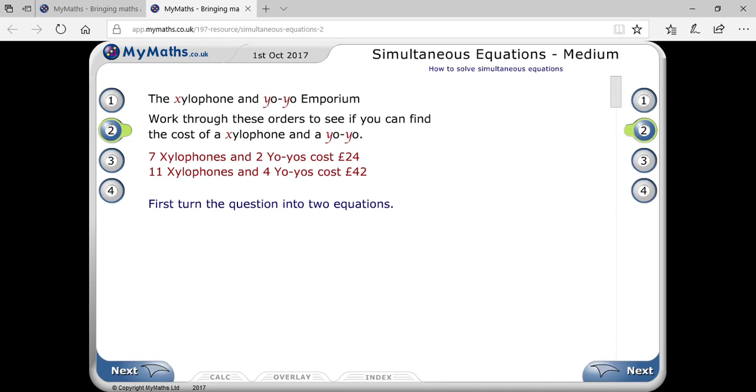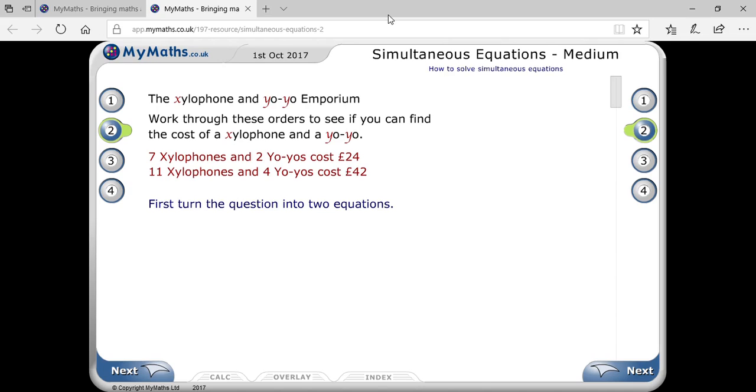Now, beta, just see here, there is another question. Here also they are saying that 7 xylophones and 2 yo-yos cost 24 pounds, 11 xylophones and 4 yo-yos cost 42 pounds. Find the first term. The question is two equations. Why? Because let us consider that one xylophone and one yo-yo cost x and y. So that means your first equation will be 7x plus 2y equals 24. Do you understand it?